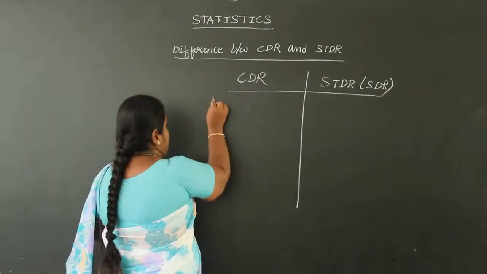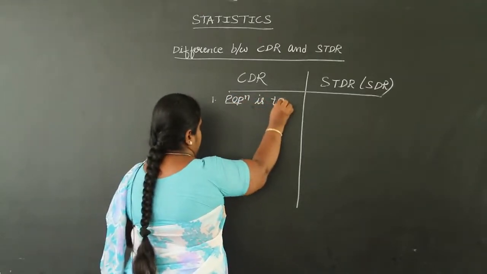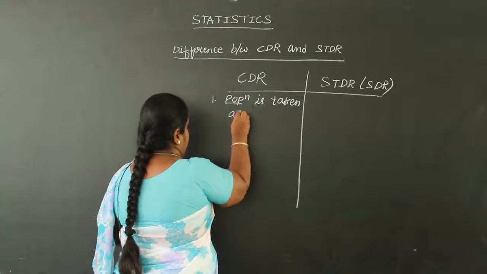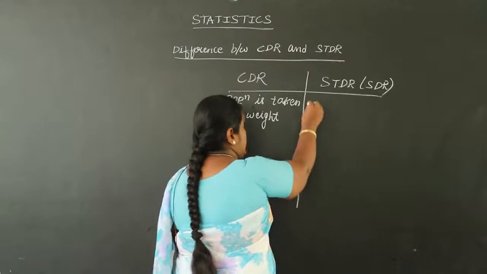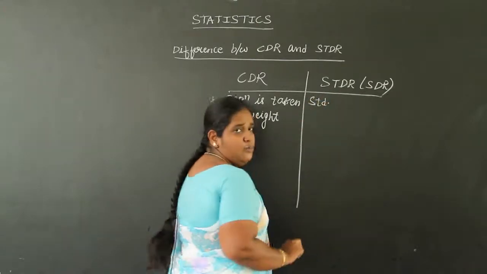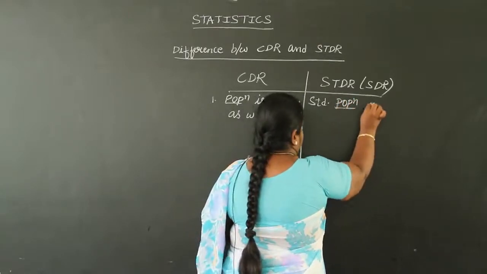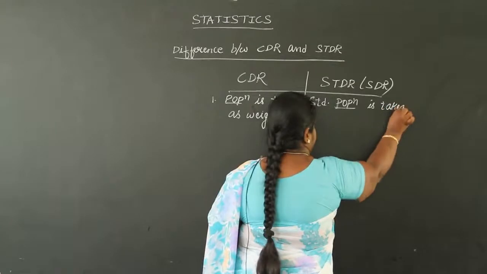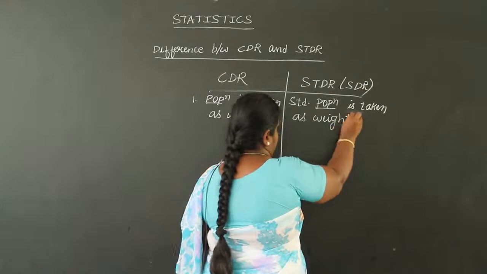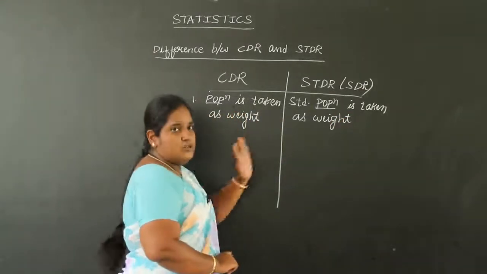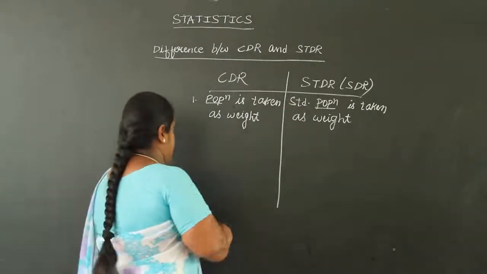In the crude death rate, the population which is given is itself taken as the weight. But in the standardized death rate, the standard population is taken as weight. It need not be separate every time. One of the given populations can also be taken as the standard population, but a standard population should be there. Without the standard population, we cannot find out the standardized death rate.